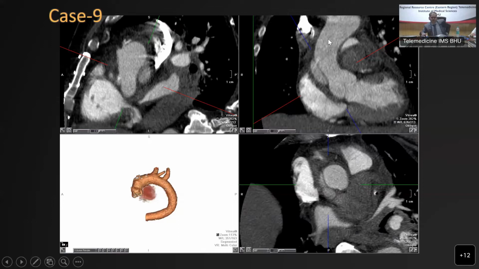I'm sorry about that. There is also this image, a volume rendered image that shows you that little active extravasation. So this patient unfortunately died minutes after getting the CT scan done, because the mortality is very high in type A aortic dissections if the aorta ruptures.